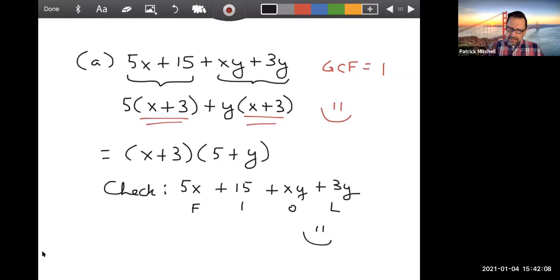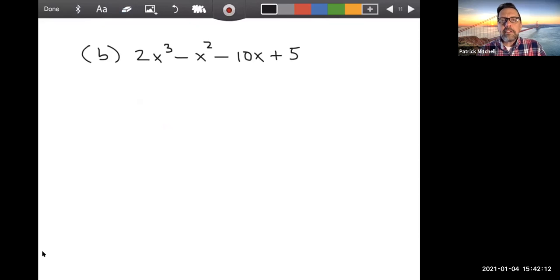All right, next example, we're almost done. 2x cubed minus x squared minus 10x plus 5. So first thing I look for is a greatest common factor. And again, nothing helpful. For example, 2x to the third and 5 don't have anything in common, so there's no way that all 4 have anything in common. So I'm going to look at pairing the terms up.